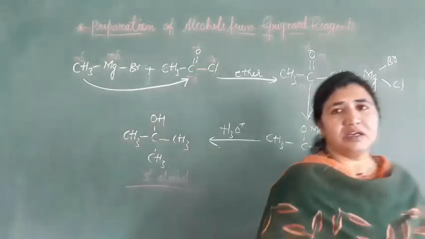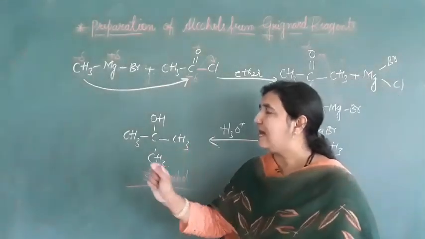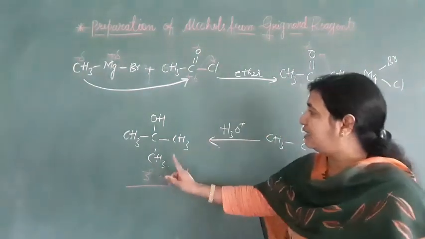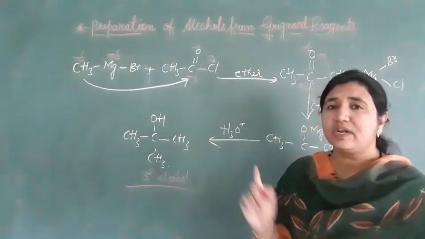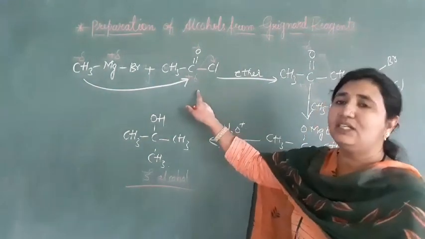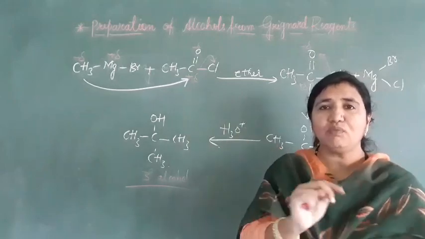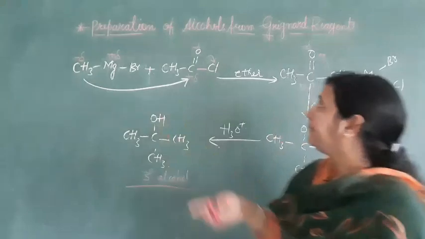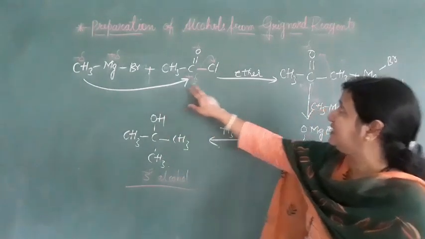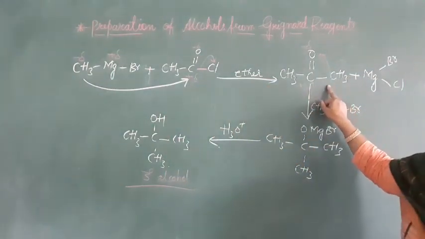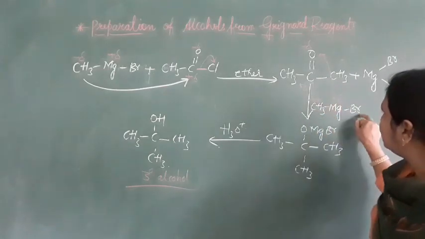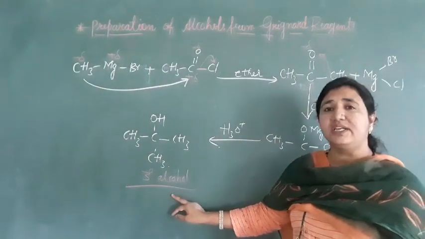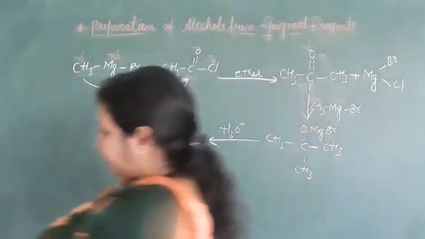So here we need 2 molecules of Grignard reagent to get the tertiary alcohol. When Grignard reagent reacts with this acid chloride, we need 2 molecules of Grignard reagent. First we will get acetone, which on further reaction with CH3MgBr gives an addition product, which on hydrolysis gives tertiary alcohol.